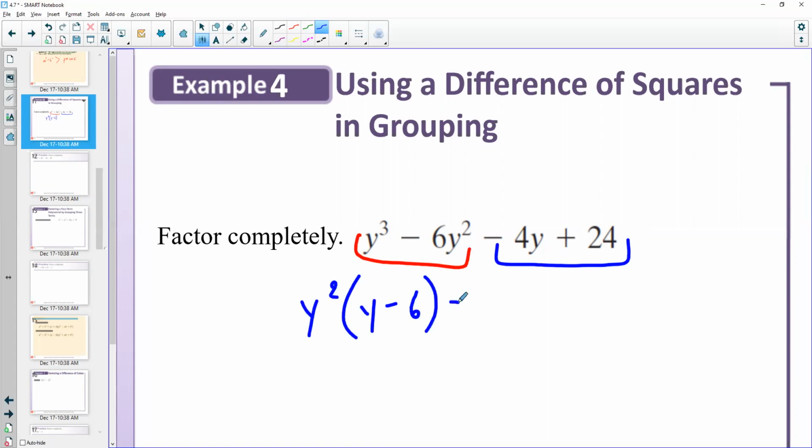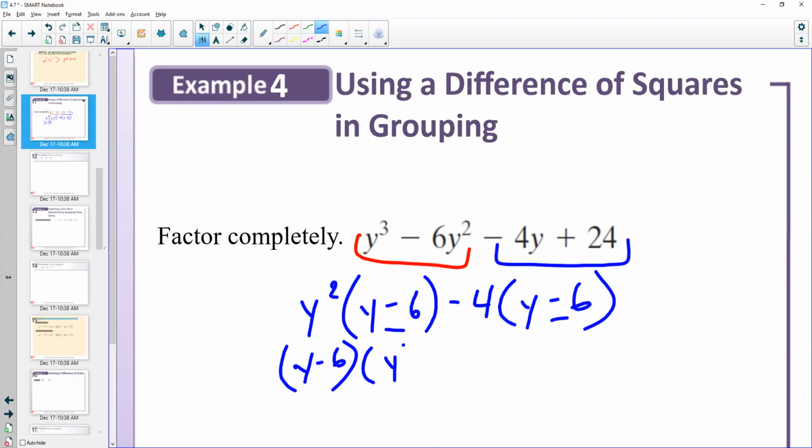So I'm going to take out negative 4. I'm going to get y minus 6. All right. My common binomial is y minus 6. I'm going to pull that to the front, and then collect the rest, I get y squared minus 4.